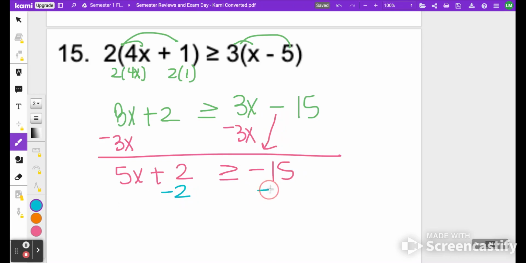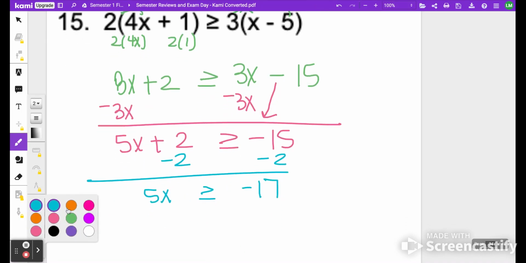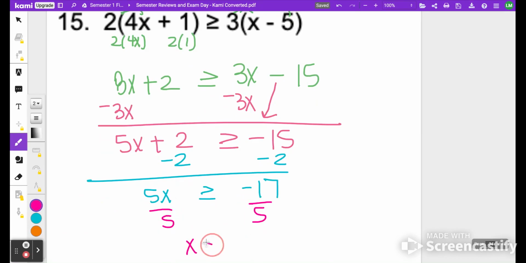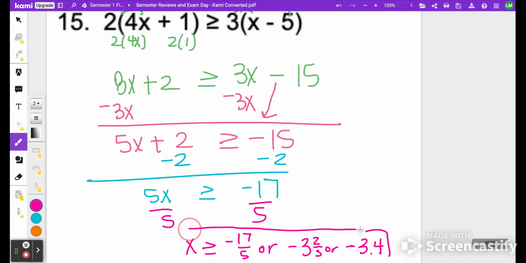Next up, subtract 2 from both sides. I'm going to get 5x is greater than or equal to negative 17. We're going to get a decimal here. That's okay. Dividing both sides by 5, I'm going to get x is greater than or equal to, you can still say negative 17 fifths, or if you wanted to change it into a mixed number, you can say negative 3 and 2 fifths, or if you got your decimal, negative 3.4. Any of these options would work.